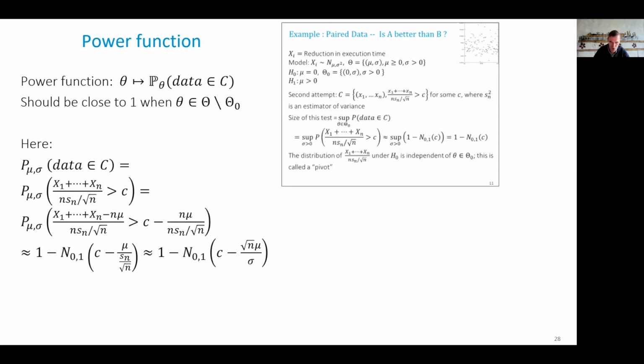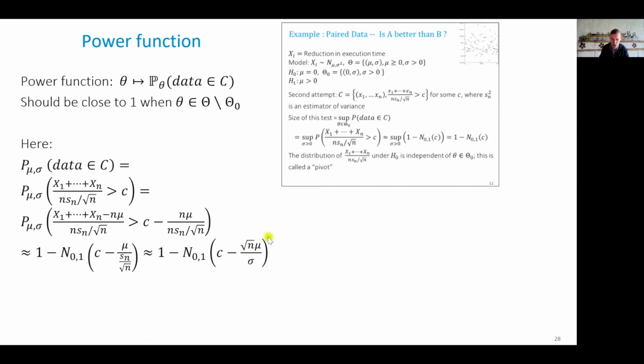So the power function, which I recall is defined as the probability of rejection, that means probability of deciding for H1 when the true value is in H1. So ideally, it should be close to 1 here. If we do it for this test here, we find this value here. Approximately, if I do the central limit approximation, I will have 1 minus the CDF of a standard Gaussian, at C, which is the threshold we have chosen before, minus this quantity here. And we see that it does depend on the parameter theta.